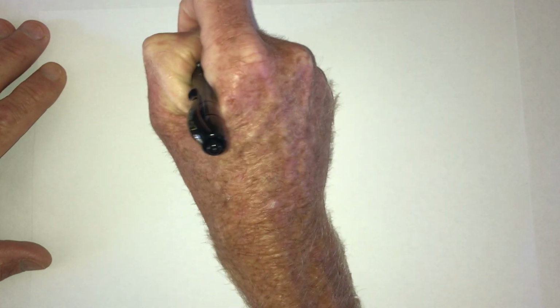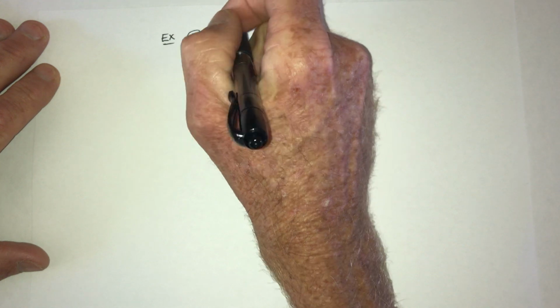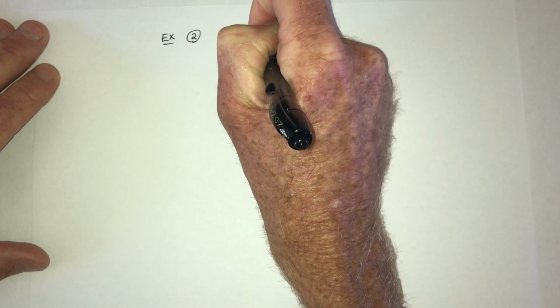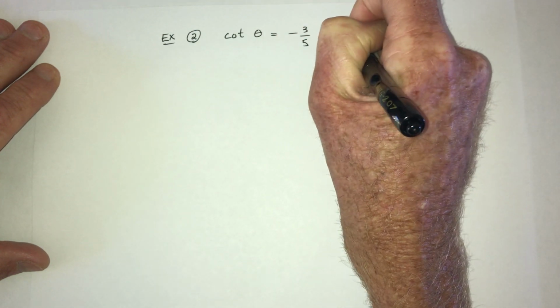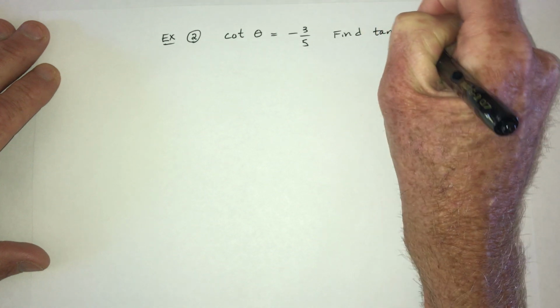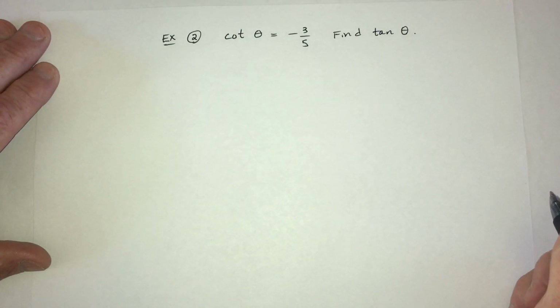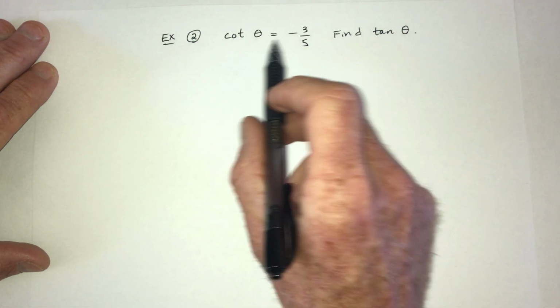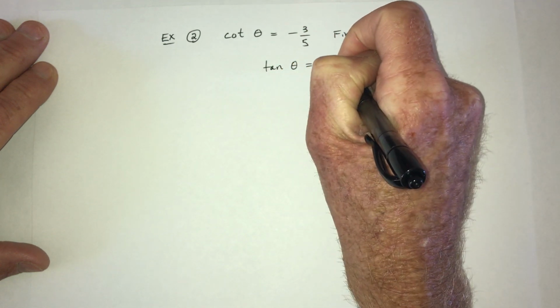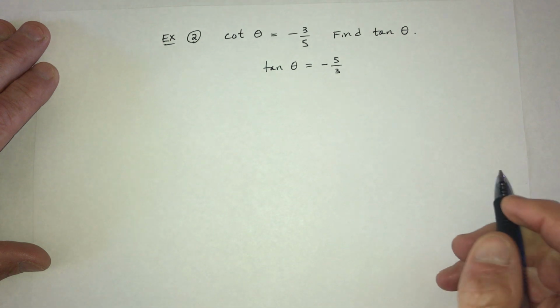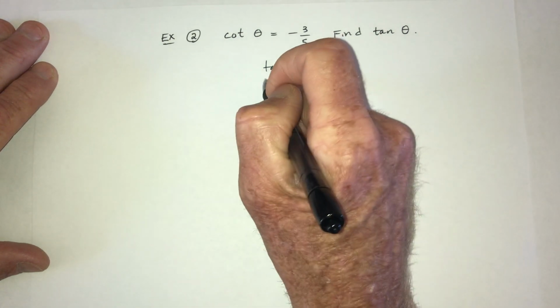Okay, now on to example number 2 that does have a solution. So let's go with cotangent of theta is equal to -3/5. Then find tangent of theta. So these two are reciprocals of each other, so that means that tangent of theta would be the reciprocal, 5/3. And with the negative, you can just leave it in front.